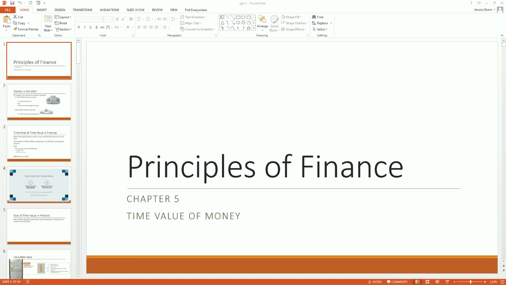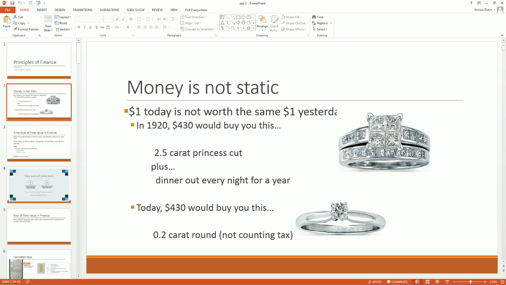This is Principles of Finance, Chapter 5, Time Value of Money. The basic premise of this chapter is that money is not static. Money is not worth the same today as it was yesterday.